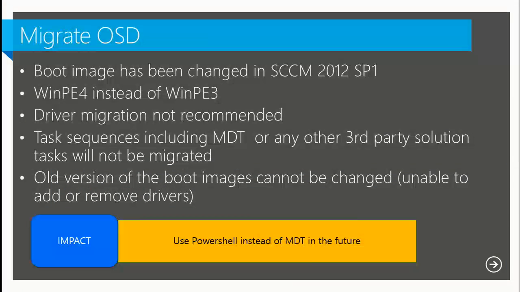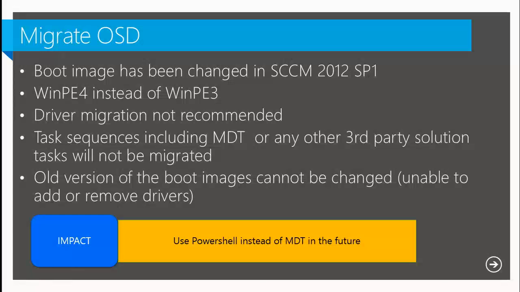Okay. Let's talk about the operating system deployment. There was no challenge when we started the migration from SCCM 2007 to SCCM 2012. All the images, boot images, operating system installation images, drivers, and task sequences can be migrated by the migration jobs of the SCCM 2012. But after the service pack of the SCCM 2012, there are a couple of major changes in the operating system deployment, which have a big effect on the migration of the SCCM.